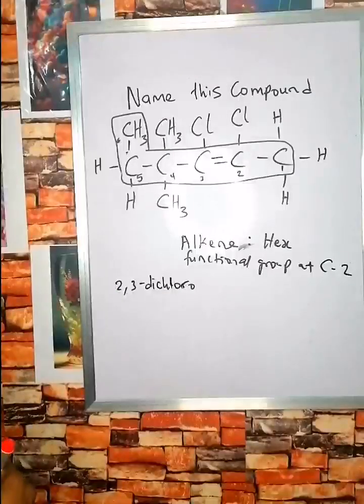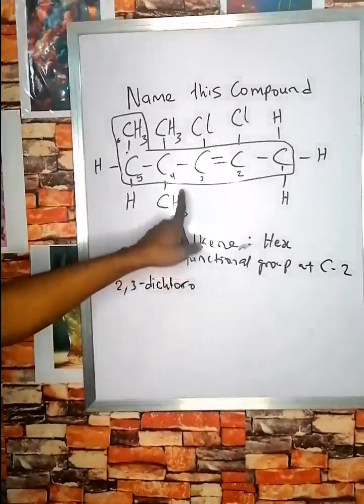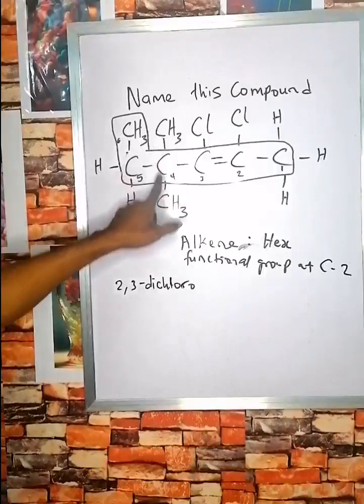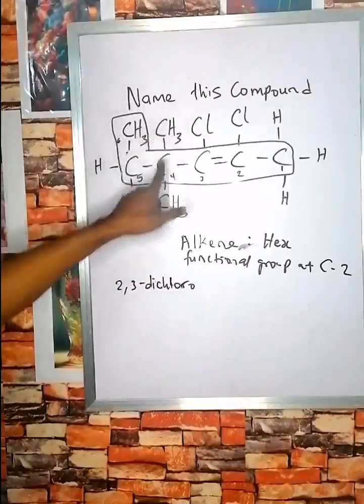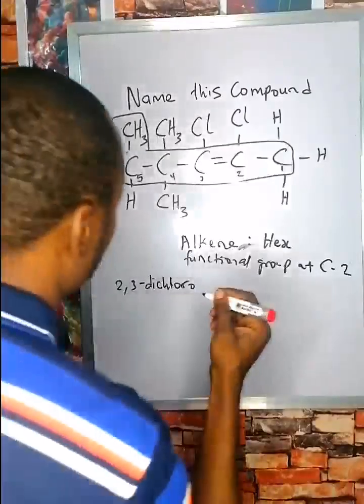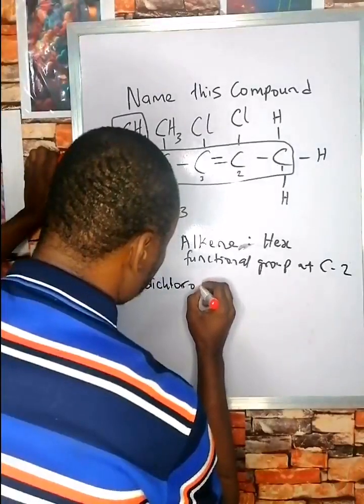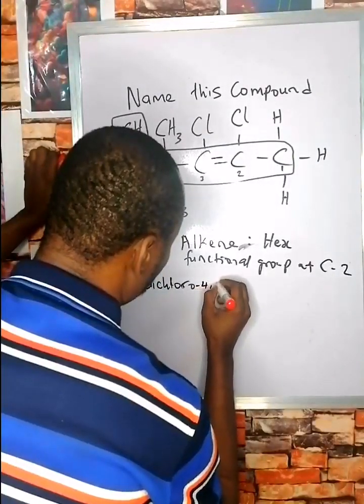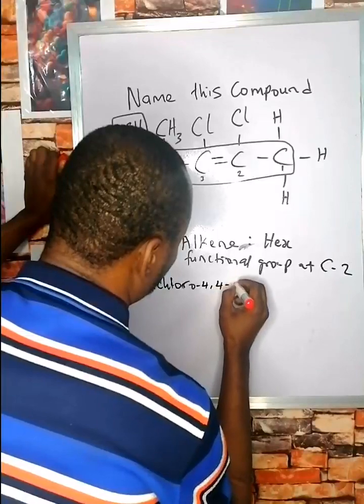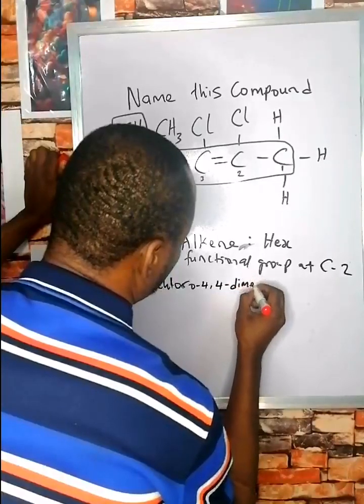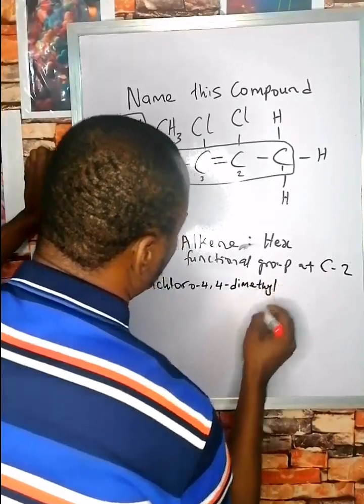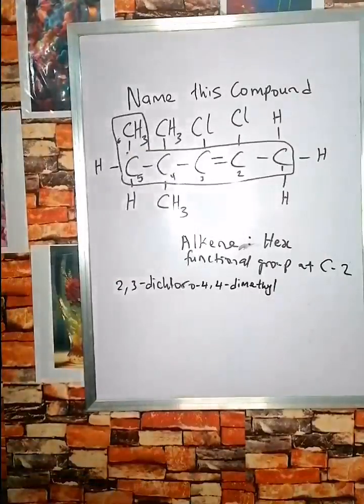Now the next thing there is the methyl group attached to it. The methyl group is at carbon number 4, and there are 2 methyl groups there. So it is 4,4-dimethyl.